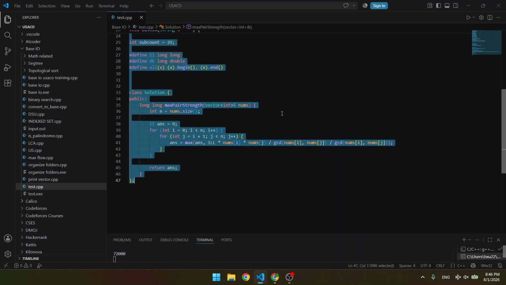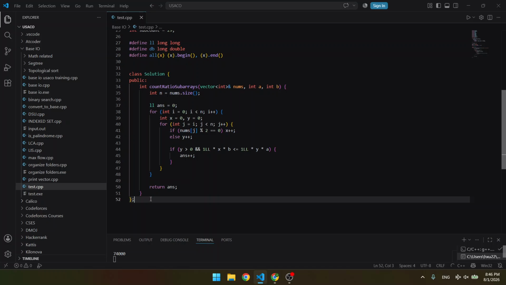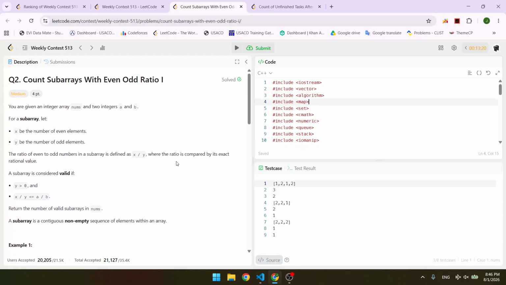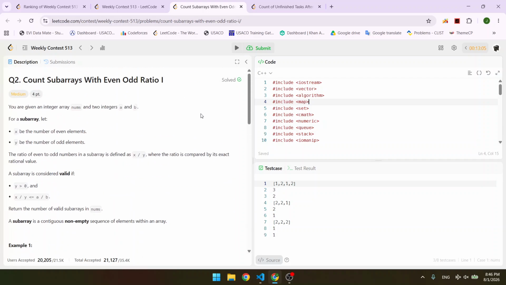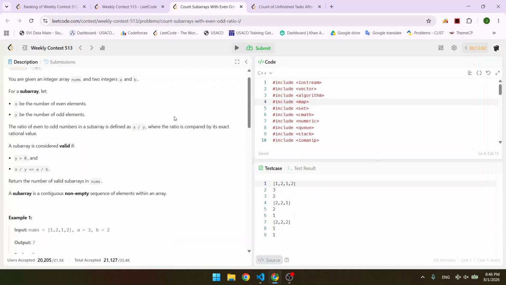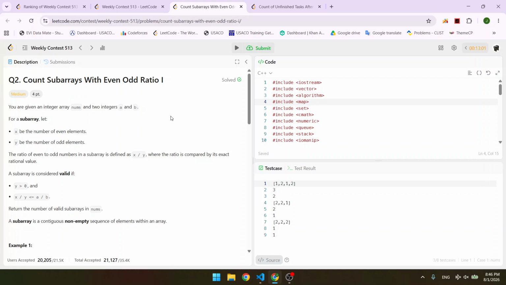Problem B. Okay, so problem B is the easy version of problem 4. For problem B, you can use a sliding window-ish. Probably no, it's probably just a brute force. So basically, it's asking you for how many subarrays y is greater than 0 and x divided by y is less than or equal to a divided by b.